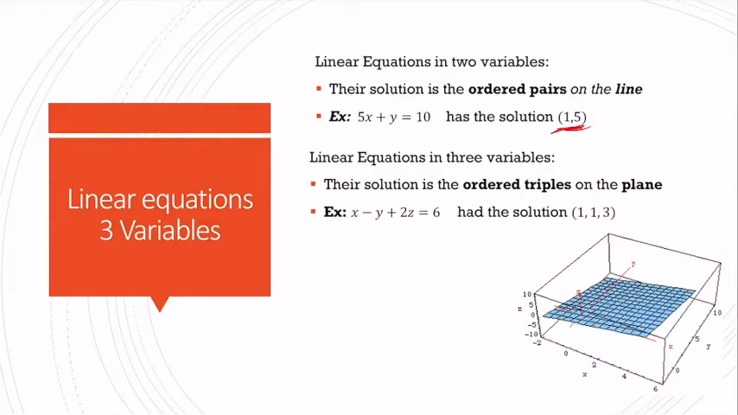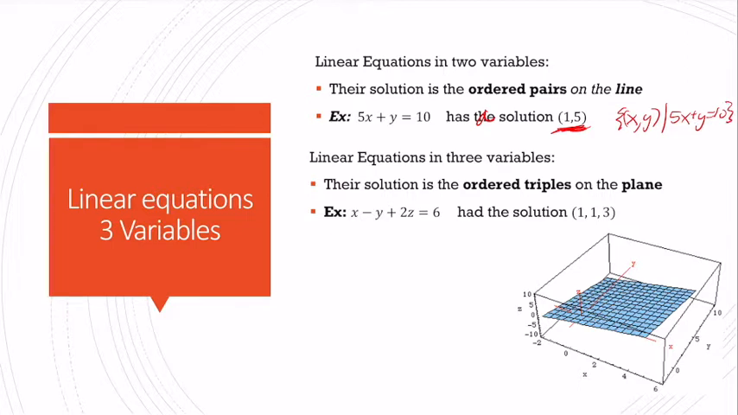Remember that when I have a linear equation in two variables, the solution is the set of ordered pairs on the line. So 5x plus y equals 10 has a solution (1, 5), but really its solution is every ordered pair on the line 5x plus y equals 10.